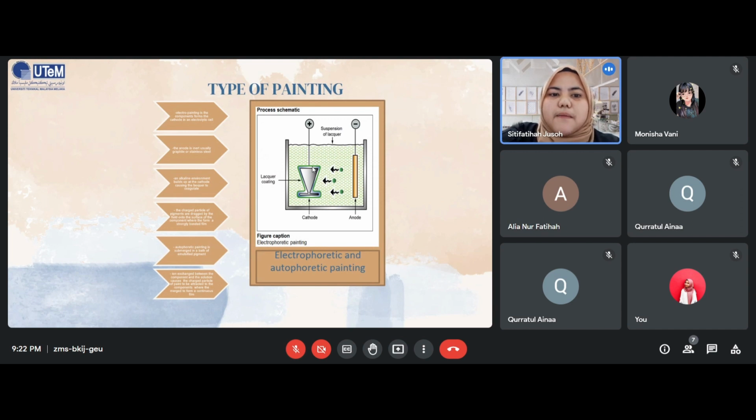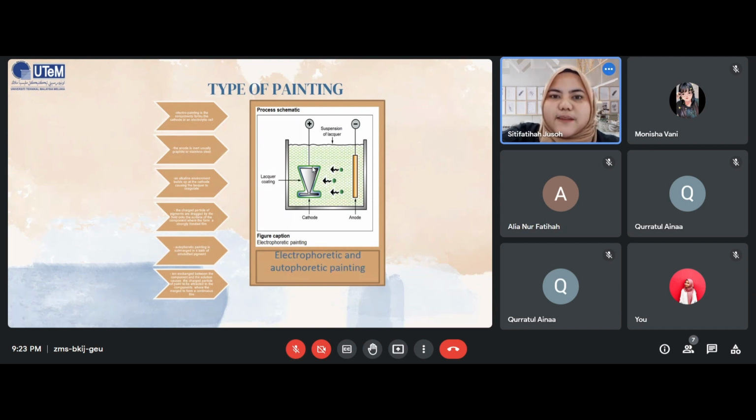In autophoretic painting, the component is submerged in a bath of emulsified pigment. Ion exchange between the component and the solution causes the charged particles of paint to be attracted to the component, where they merge to form a continuous film.